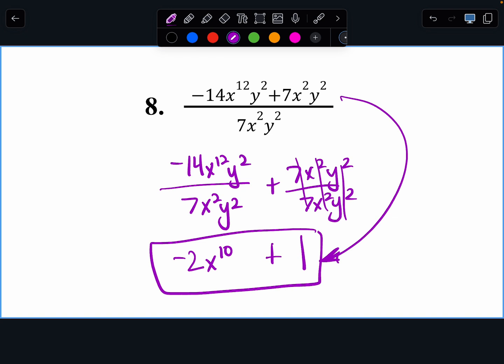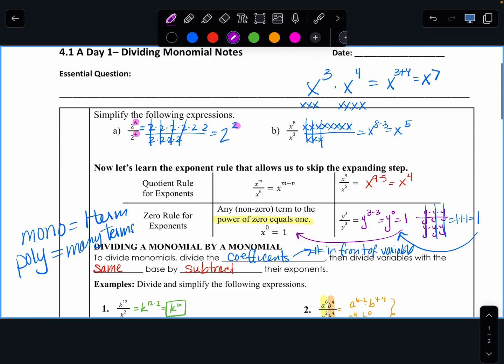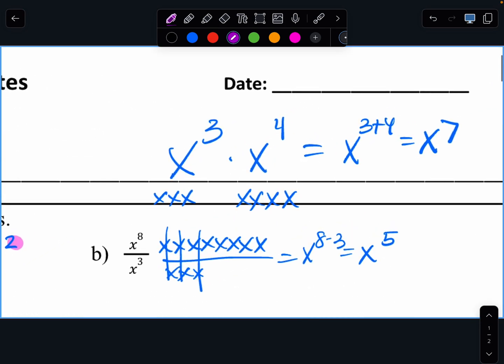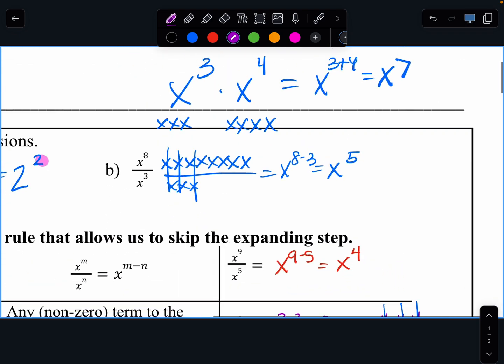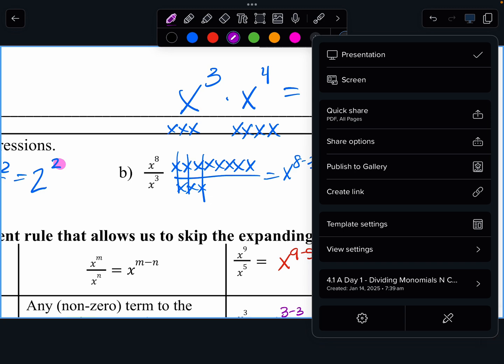So today, that's how you divide monomials. Yesterday, we practiced multiplying them where we added. And today, when you divide, you subtract.